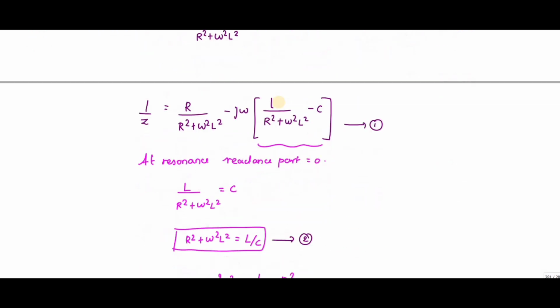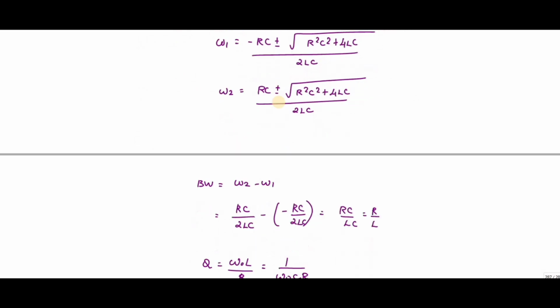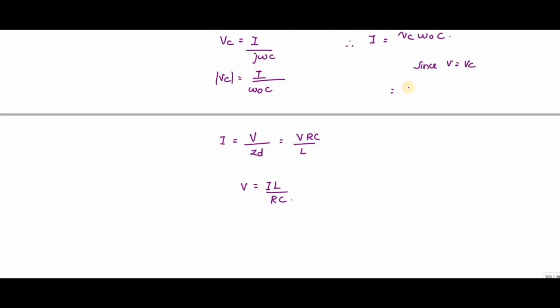Therefore, I can write IL divided by RC into omega naught C. This is the current that is flowing through the capacitance, so IC is equal to IL divided by RC into omega naught C. C gets cancelled out. So what is omega naught L divided by R? That is nothing but Q. So IC is equal to Q into I. In a similar way, I can write IL is equal to Q into I.